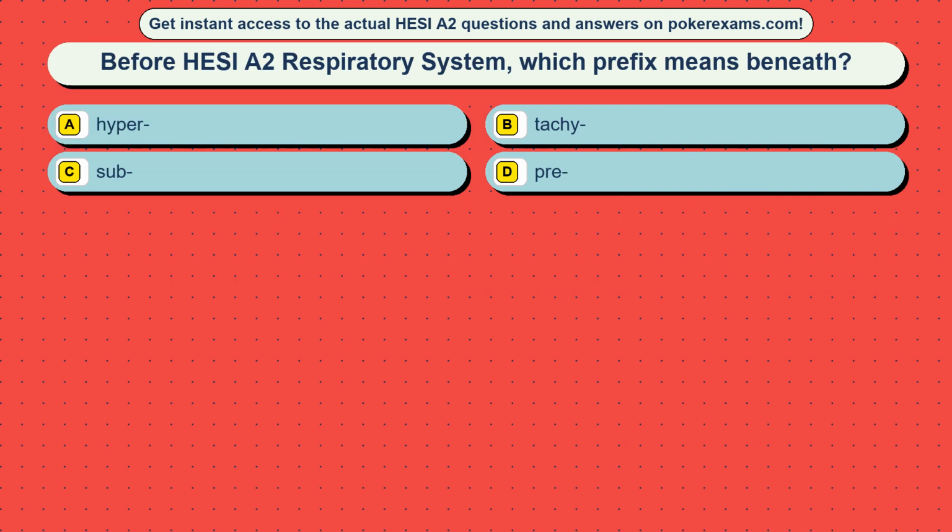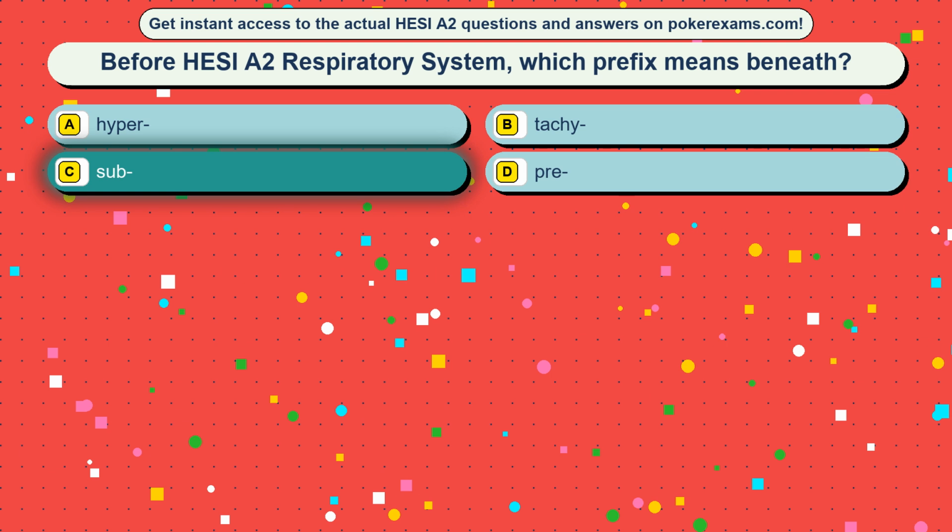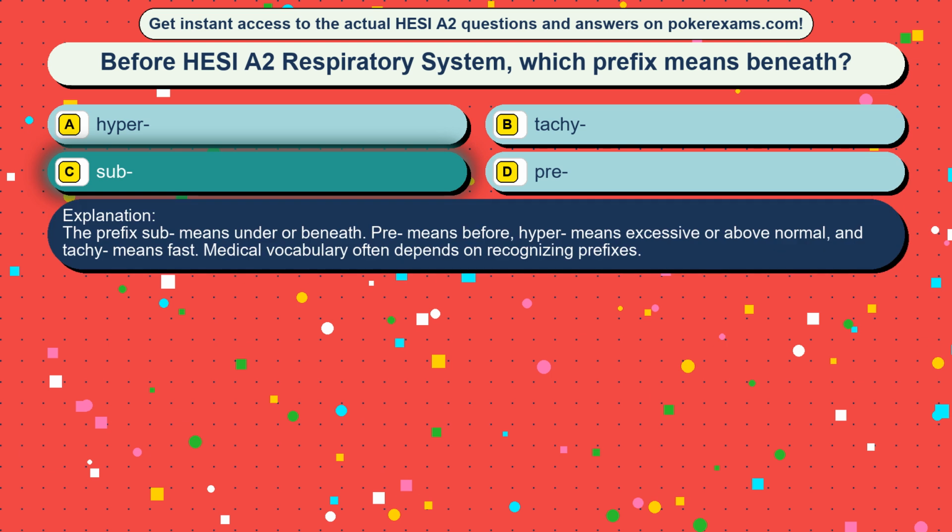Question 35. Before HESI A2 respiratory system, which prefix means beneath? Option A, hyper. Option B, tachy. Option C, sub. Option D, pre. The correct answer is option C, sub. The prefix sub means under or beneath. Pre means before, hyper means excessive or above normal, and tachy means fast. Medical vocabulary often depends on recognizing prefixes.